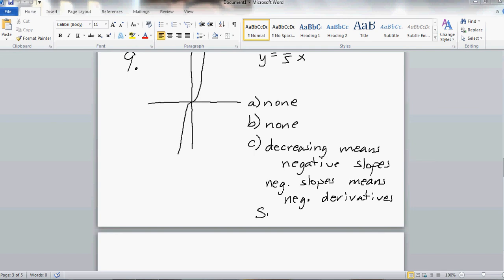So, decreasing means negative derivatives. In other words, how are they related? They are exactly the same question. Okay, but this is the step. Decreasing function means we have negative slopes. Negative slopes means there's negative derivatives. So, taking this combined with this, decreasing means negative derivatives.